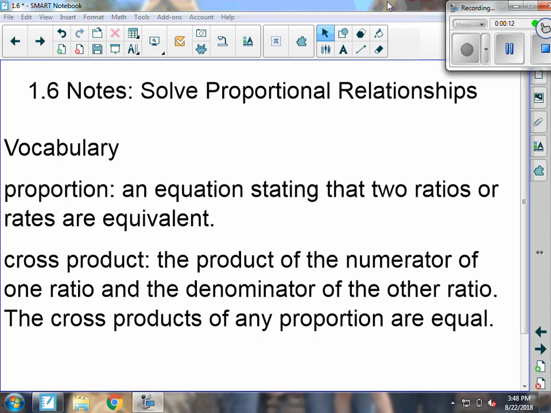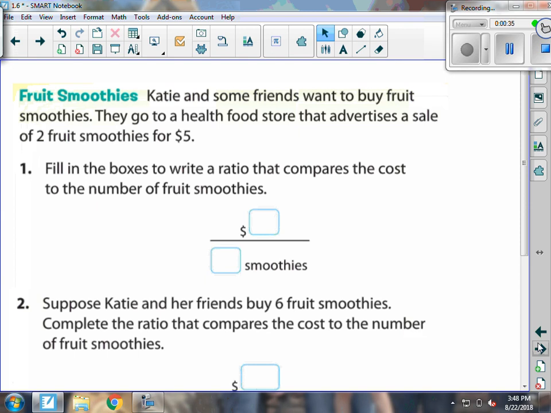We have proportion, which is an equation stating that two ratios or rates are equivalent, and cross product, the product of the numerator of one ratio and the denominator of the other ratio. The cross products of any proportion are equal. So go ahead and pause this and take a moment to write this down. Okay, go ahead and follow along.